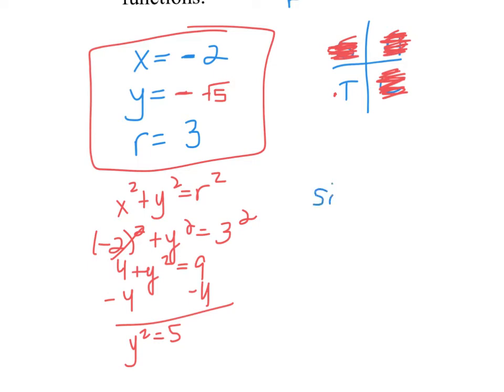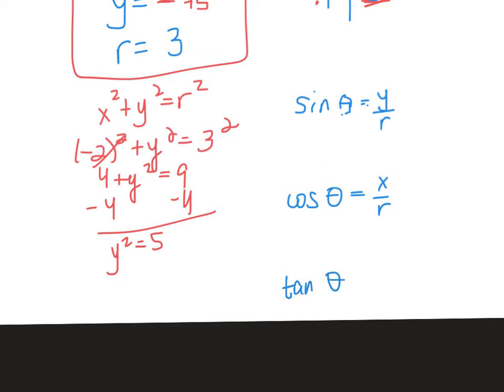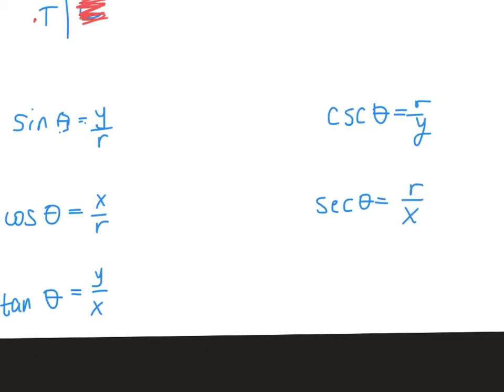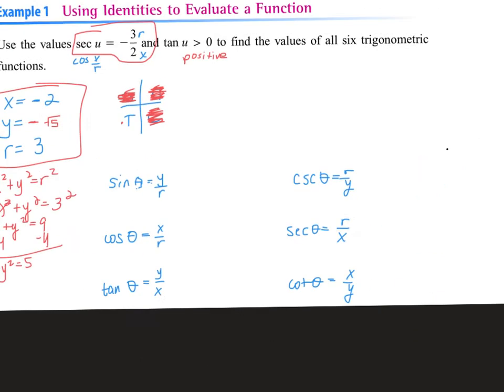So sine, let's remind ourselves, sine of theta is y over r. Cosine theta, x over r. Tangent of theta is going to be y over x, right? So our reciprocals: cosecant theta is going to be r over y. Secant of theta is r over x. And cotangent of theta is x over y. Correct?